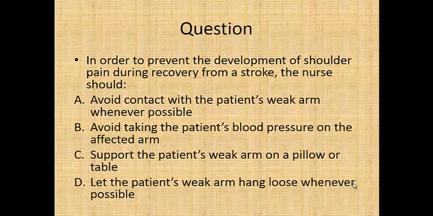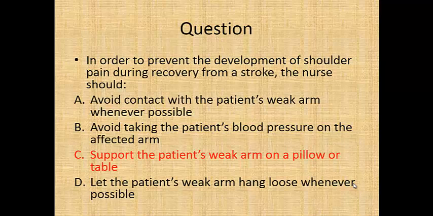All right, last thing. In order to prevent the development of shoulder pain during recovery from a stroke, the nurse should: avoid contact with the patient's weak arm whenever possible, avoid taking the patient's blood pressure on the affected arm, support the patient's weak arm on a pillow or table, or let the patient's weak arm hang loose whenever possible. The answer is support the patient's weak arm on a pillow or table.